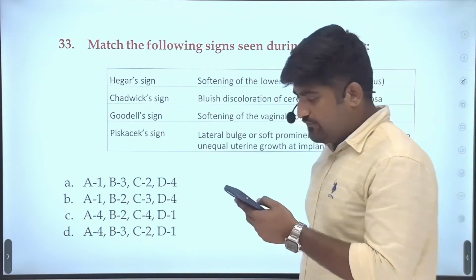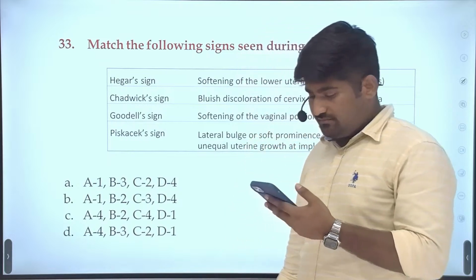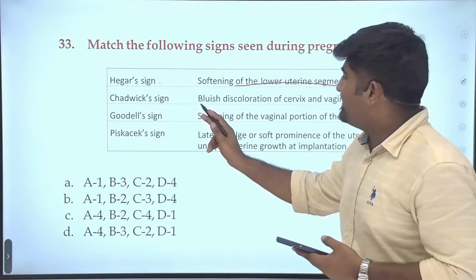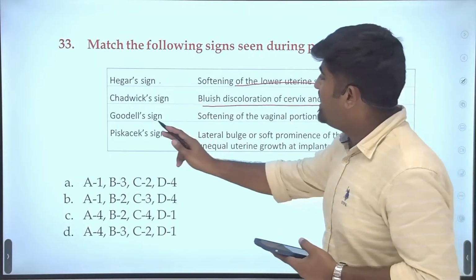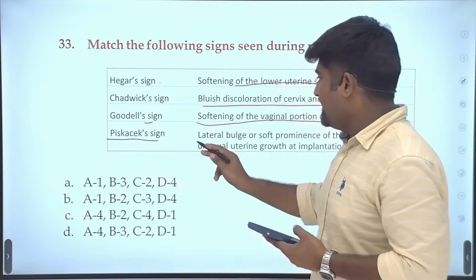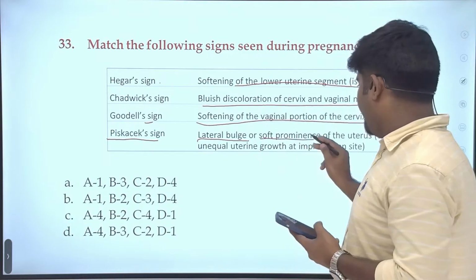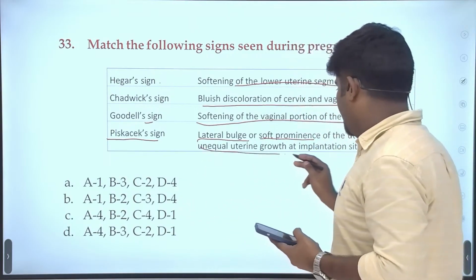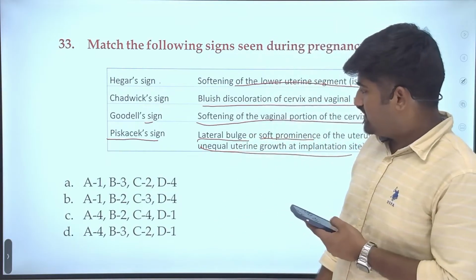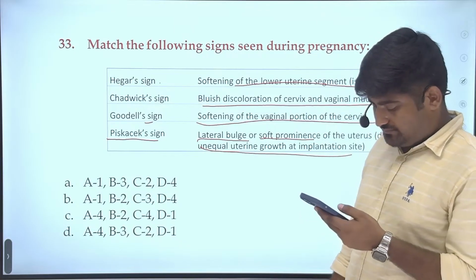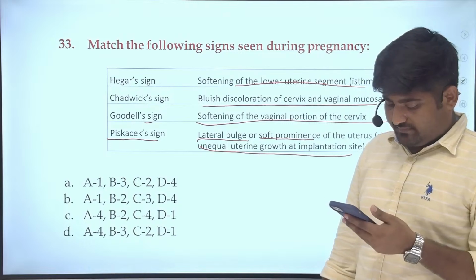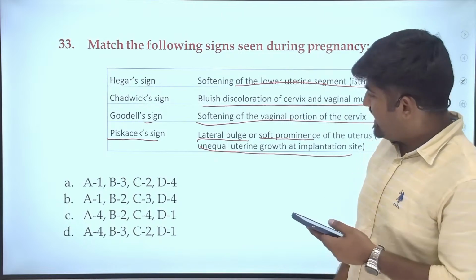Coming on to this, match the following again. Eager's sign, softening of the lower uterine segment. Chadwick sign, bluish discoloration of the cervical vaginal mucosa. Goodell sign, softening of the vaginal portion of the cervix. Piskacek sign, lateral bulge or soft prominence of the uterus. Unequal uterine growth at implantation site. Is it A? Sure?